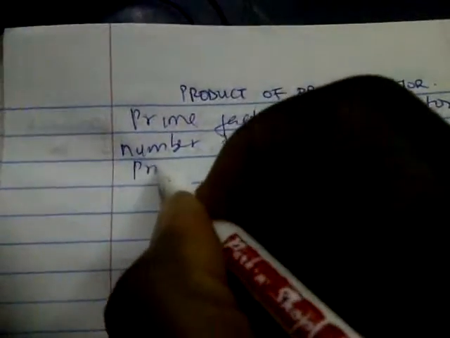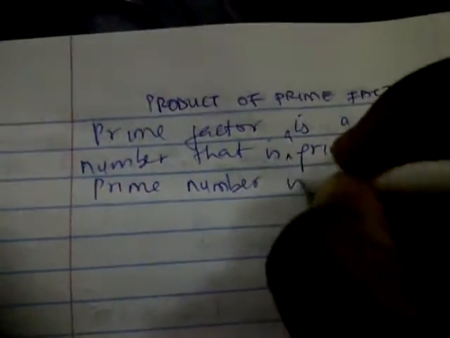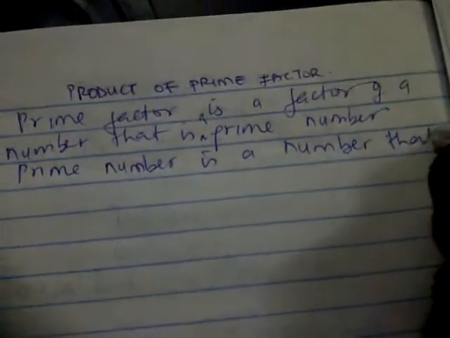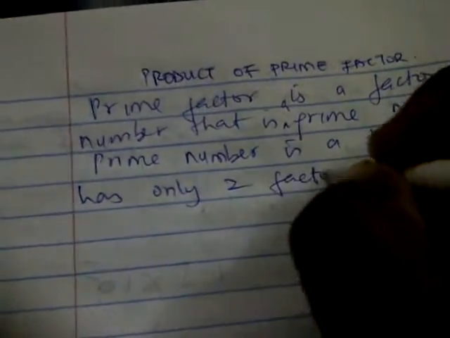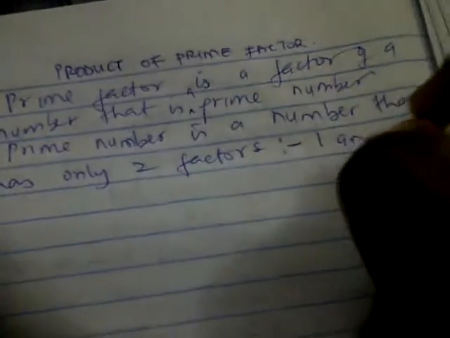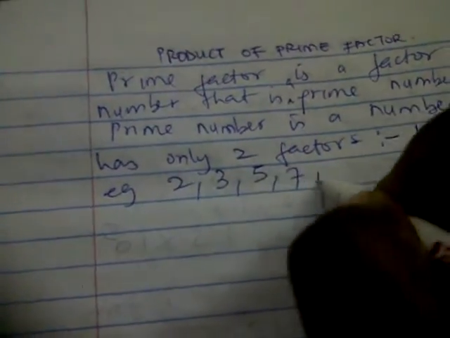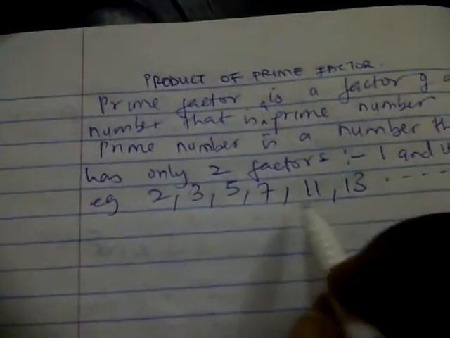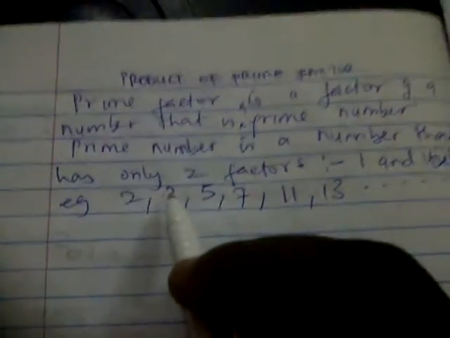And what's a prime number? A prime number is a number that has only two factors: one and itself. For example, you have 2, you have 3, you have 5, you have 7, you have 11, you have 13, and so on. All these numbers have only two factors, 1 and themselves, so they are prime numbers.